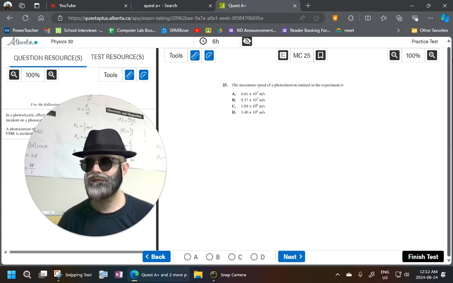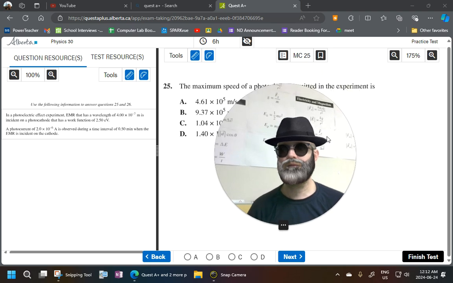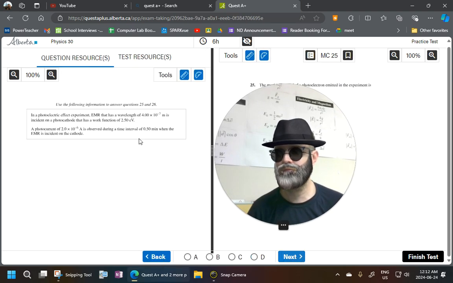That's not too bad. That's an easy one. What's the maximum speed of the photoelectrons emitted in this experiment? Oh, we got some stuff over here I didn't see. Is that on the previous one too? Nope, just on this one. Okay.